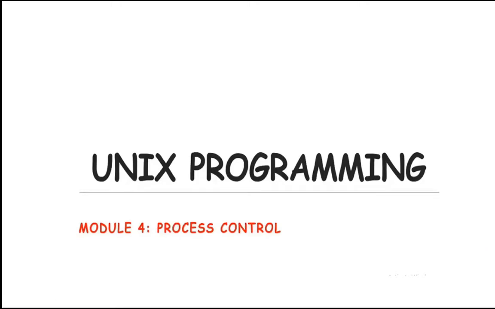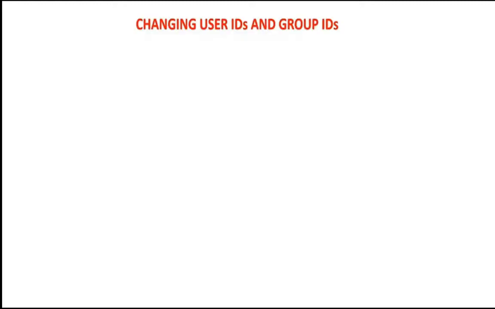Today we will start the fourth module, that is process control. In that, the first topic is changing user IDs and group IDs. Whenever our program is going to be executed, it will execute with some privileges.